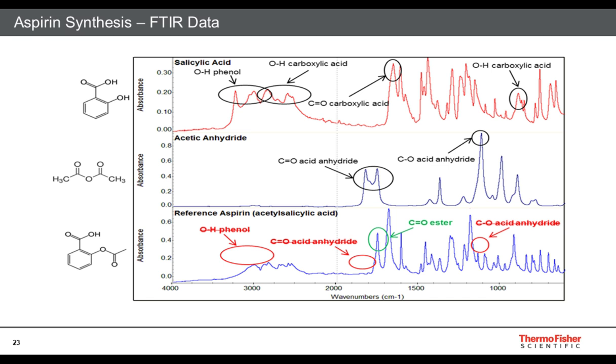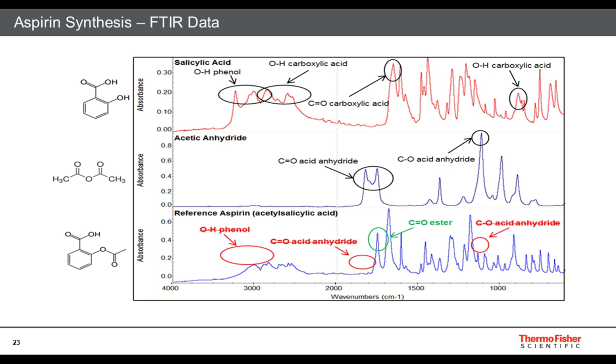From a laboratory perspective, the synthesis of aspirin is a very common one, and one that we'll keep coming back to in this presentation because of its ubiquitous presence in the sophomore organic chemistry lab. And so here we've got the salicylic acid being reacted with acetic anhydride to form aspirin.